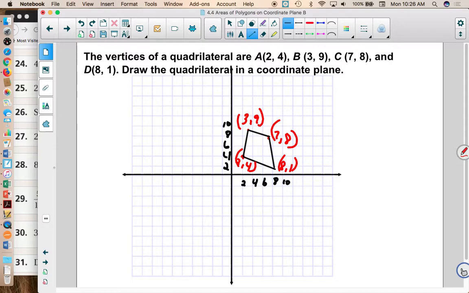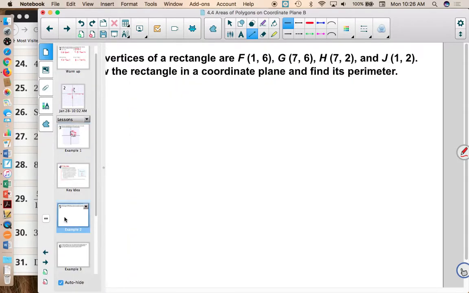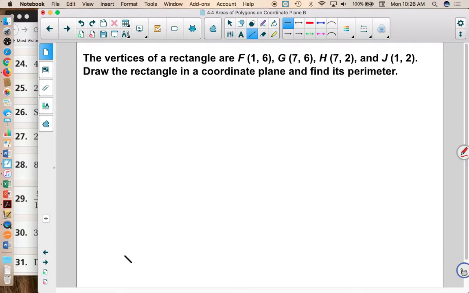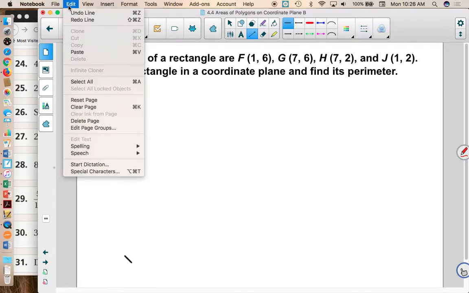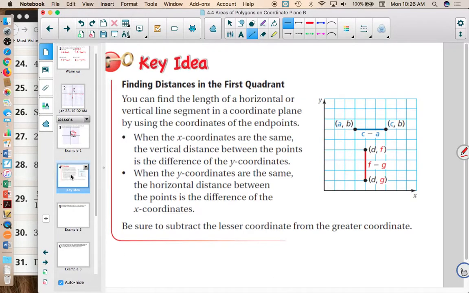All right. Now I'm going to keep using this same grid. Here's another one. Just a minute. Let's look at the slide before this. Okay. Finding distance in the first quadrant. That's what we were doing when we started warming up.